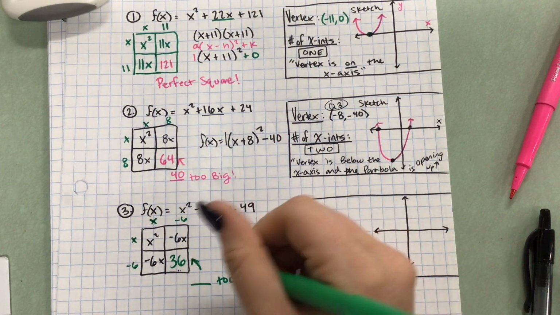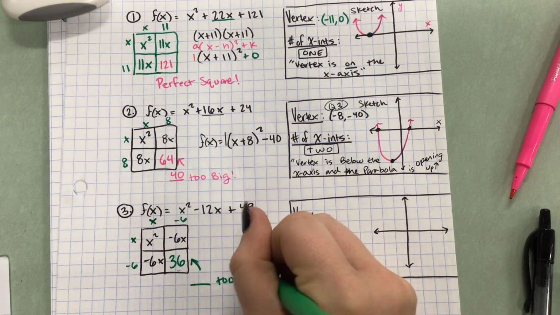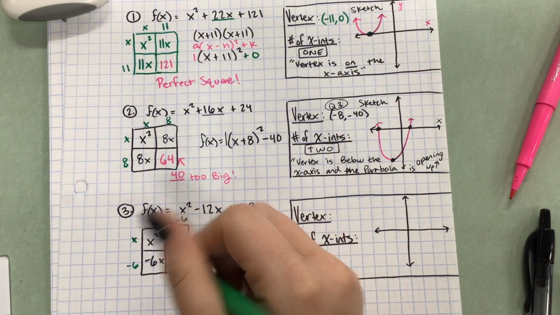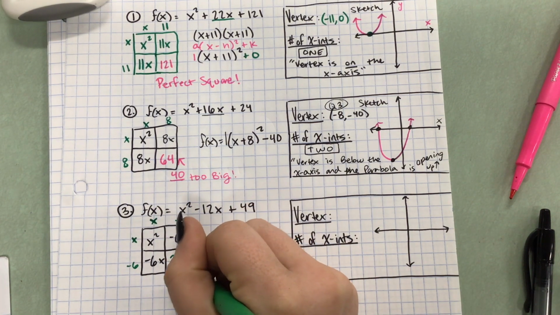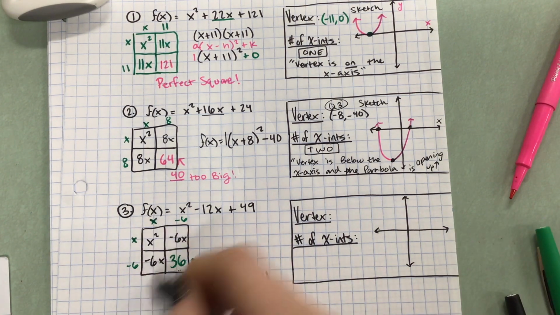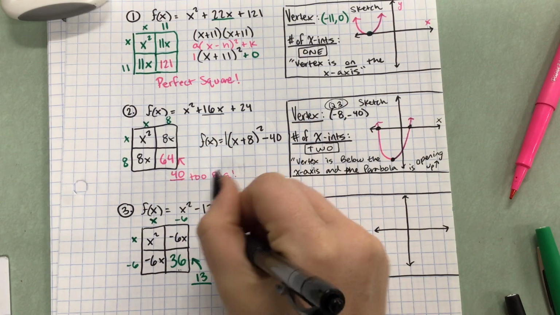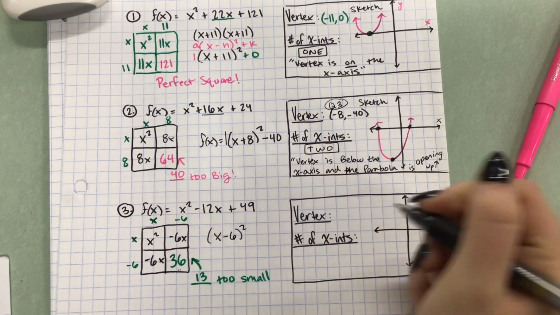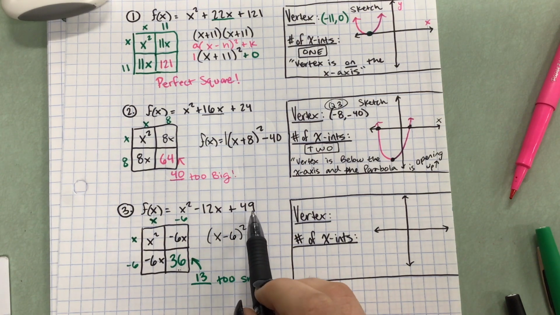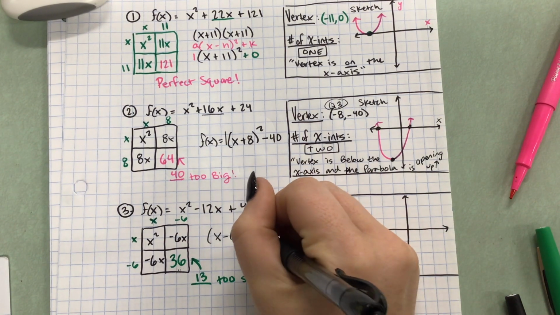Compared to 49, well, it's too small. But how much smaller is it? It looks like to get from 49 to 36, it's about a 13 value difference. Since it's 13 too small, I'm gonna take what the dimensions are. We've got x minus 6 squared, but I'm going to have to add something to this to make it like that. So I'm going to add 13.